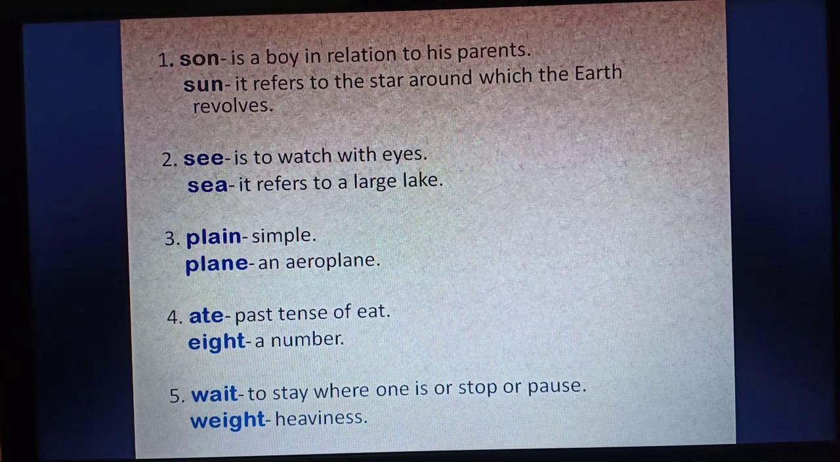Number 2, S-E-E, see, S-E-A, sea. The pronunciations are the same, but the spelling and meaning are totally different. S-E-E, see, means to watch with eyes, and S-E-A, sea, refers to a large body of water. Number 3, P-L-A-I-N, plain, means simple, and P-L-A-N-E, plane, means an aeroplane. Number 4, A-T-E, ate, means past tense of eat, and E-I-G-H-T, eight, is a number.